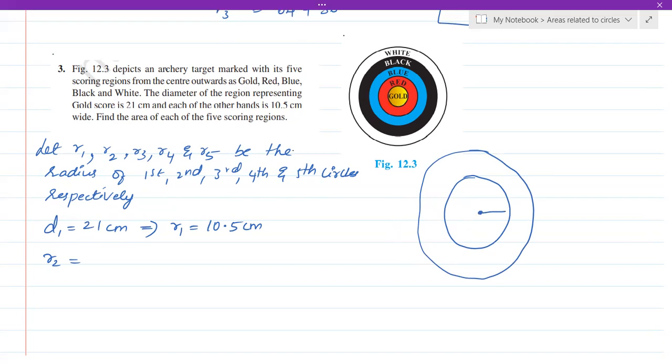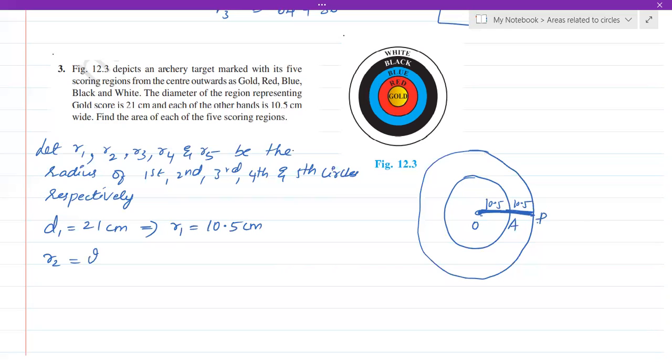Now the radius of the gold region is 10.5, and this width is also 10.5, from the question. So what will be the radius of the bigger circle? As you can see from the figure, O to P is the radius, right? OA is the radius of the gold circle, that is the inner circle. OP is the radius of the bigger circle. So if you add 10.5 and 10.5, you get 21.